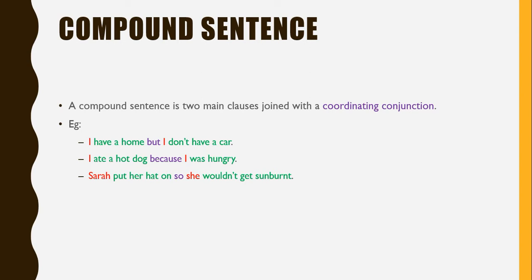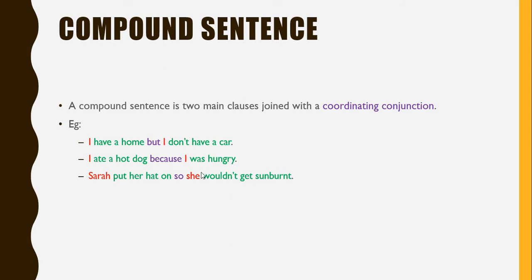I ate a hot dog because I was hungry. Sarah put her hat on so she wouldn't get sunburnt. So you can see with the colour coordinating that you've got I have a home, that is a main clause. I don't have a car is also a main clause. And joined together with a coordinating conjunction, that is a compound sentence.